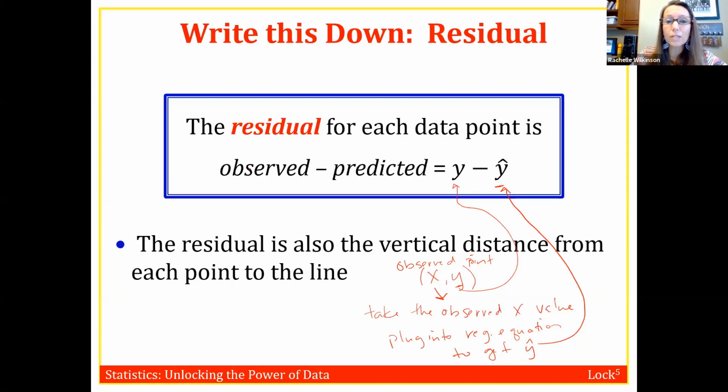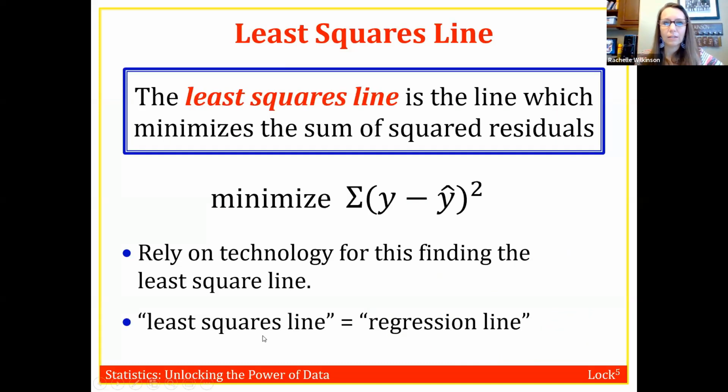And we can compute a residual for all the data points. So for every point in our data set, we can find out how far it is from the line. So if you remember, back in the beginning of class, we were talking about this least squares regression line. And basically, this is where the idea of least squares comes from. It's the line which minimizes the sum of the squared residuals.